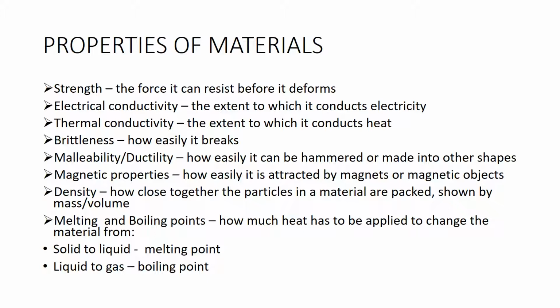So we have strength, which is the force that a material can resist before it changes into another form. We have electrical conductivity, which is the extent to which it conducts electricity. That is, if it can conduct electricity. Then we have thermal conductivity, which is the extent to which it conducts heat. That is, if it can conduct heat. Then we have brittleness, which is how easily it breaks. We have malleability or ductility. That is how easily it can be hammered or made into other shapes. Then we have magnetic properties, which is how easily it is attracted by magnets. So you guys do know magnets. They attract things like metals and stuff.